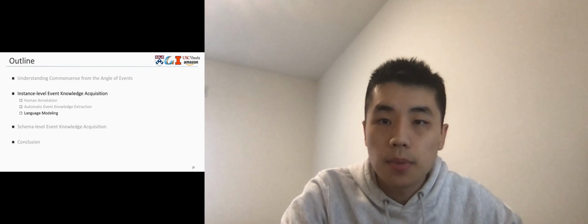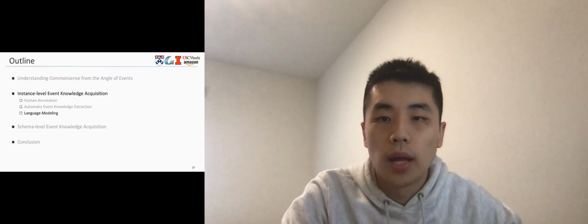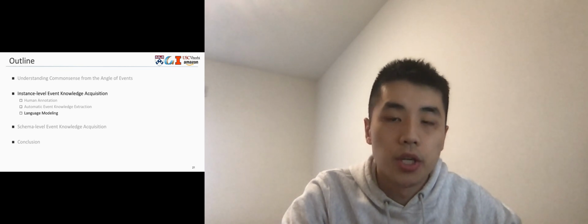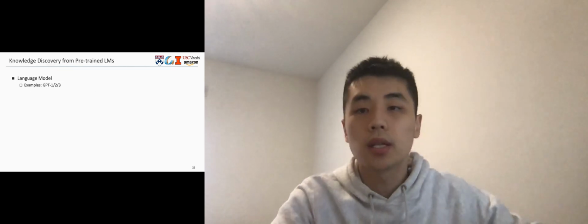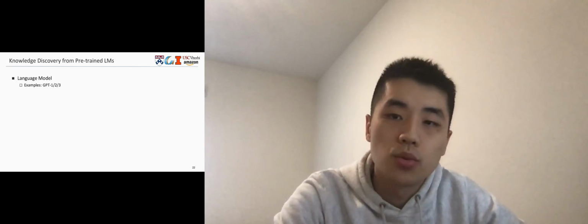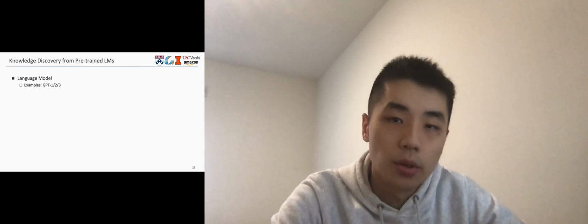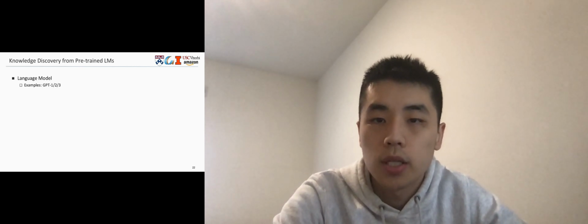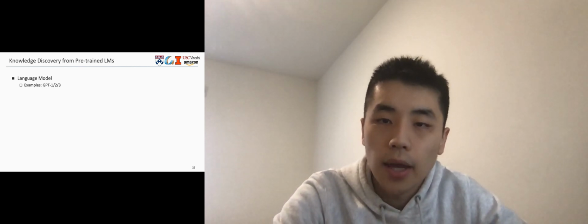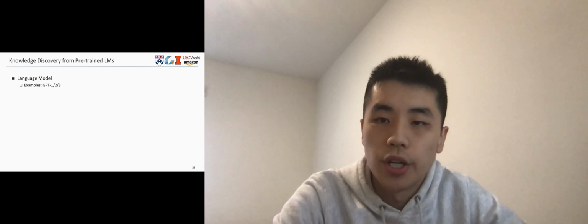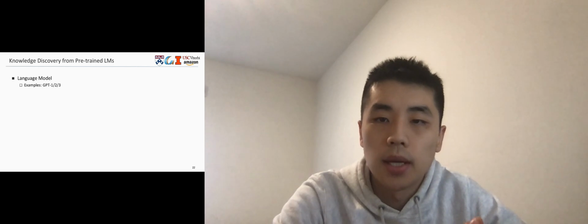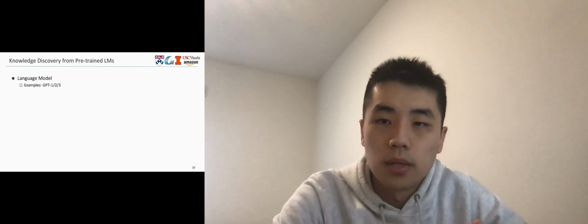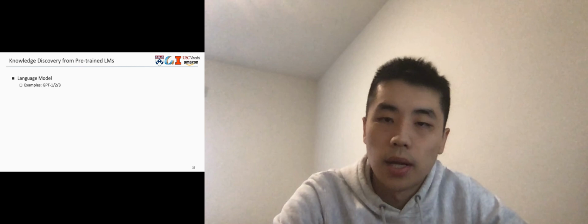Okay, so in the last part of the instance level event knowledge acquisition, I will introduce how to leverage language modeling to acquire rich knowledge about events. Recently, the most important breakthrough in the NLP community is the pre-trained language models. With the help of deep models and the large-scale pre-training corpus, the language model actually managed to memorize rich knowledge, and common sense knowledge is not an exception. So basically, a natural question would be, how can we mine such knowledge out of those language models?